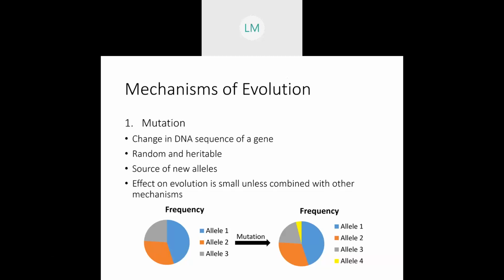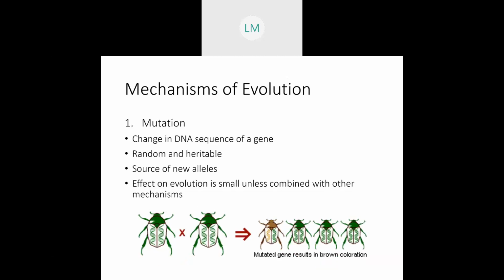So it's going to need to combine with another mechanism in order to actually have this large impact on evolution. Otherwise, it's going to be hard to get a lot of individuals with the same mutation increasing in frequency in the population. So this is what it would look like if we take away our pie charts and just look at beetles, for example.